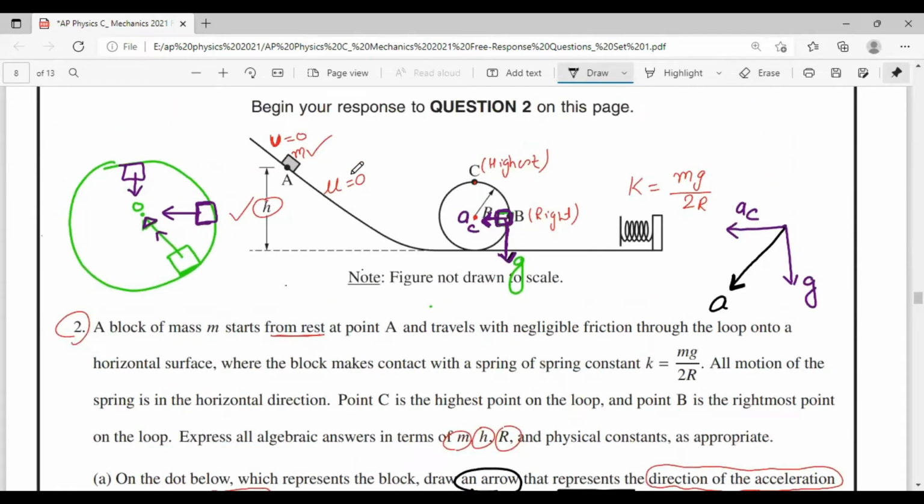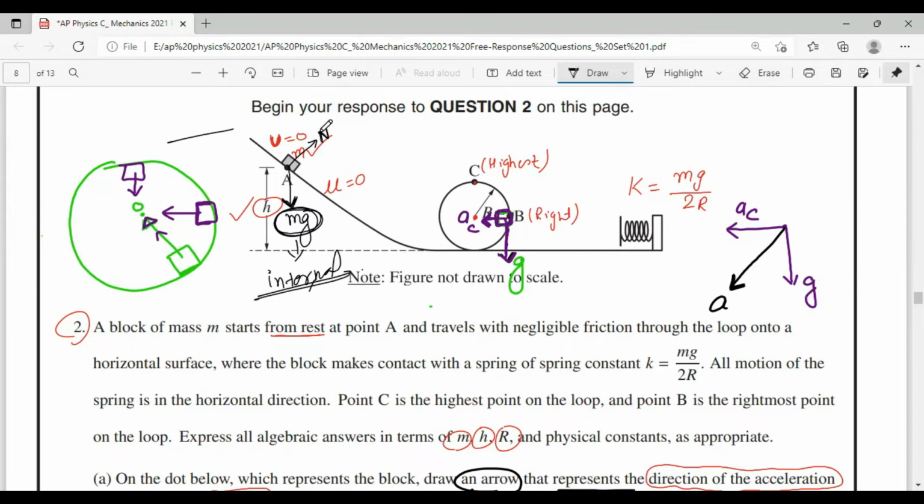See, there are only two kinds of forces applicable here. One is mg, acting downward. The second one is the normal force, right? Internal force.